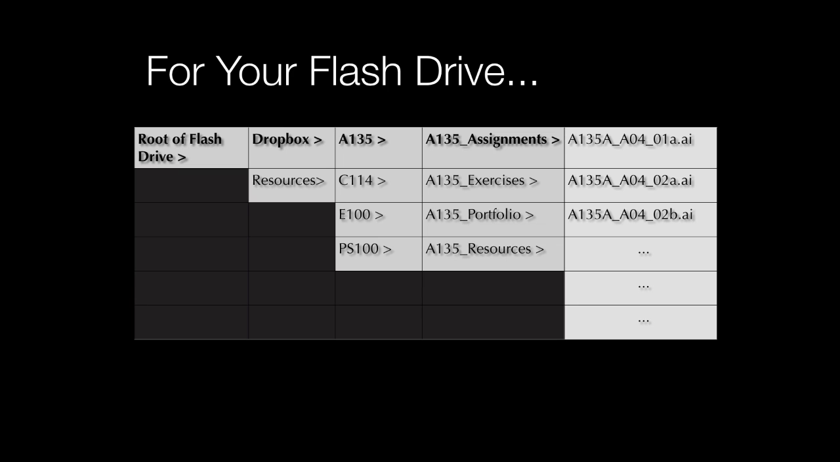So if I were projecting this onto your flash drive, how you might want to organize things, you'd have the root of your flash drive. Next to that, you'd have a Dropbox folder. This is something that's coming today. We're going to talk about running Dropbox off your flash drive to back up your stuff. Inside your Dropbox folder, you'd have your course folders for your coursework. Inside of that, you'd have subfolders that break it down into what you'd be doing.